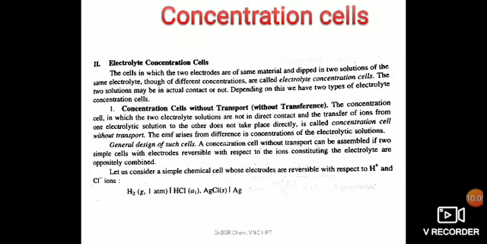Generally, we can design such cells by taking two simple cells. A concentration cell without transport can be assembled if two simple cells with electrodes reversible with respect to the ions constituting the electrolyte are oppositely combined. We can consider a simple chemical cell whose electrodes are reversible with respect to H plus ions and Cl minus ions. We can represent that simple cell as H2 gas (1 atmosphere) | HCl (activity a1) | AgCl(s) | Ag. It is a very simple cell.